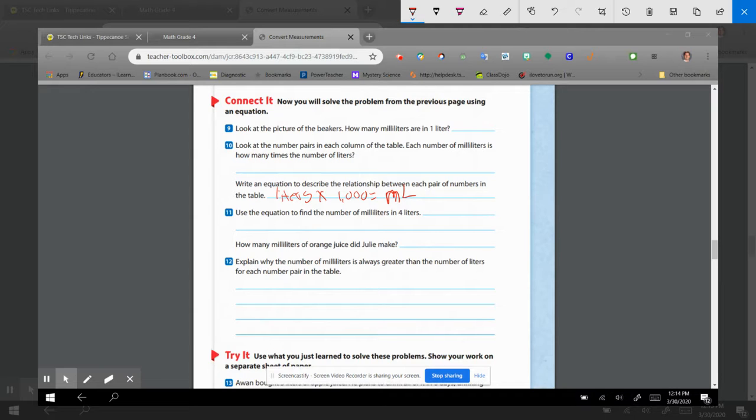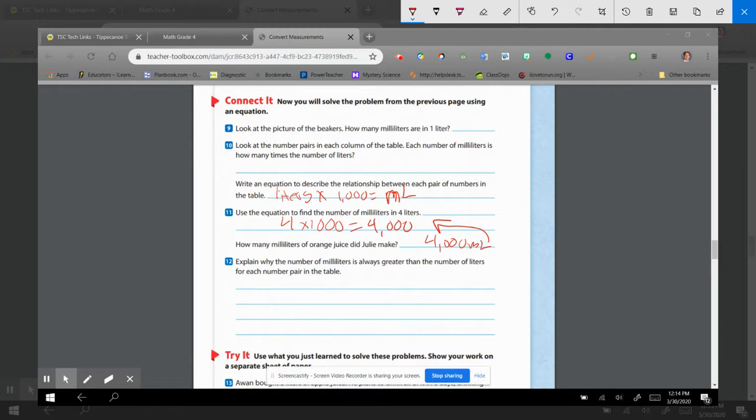Use the equation to find the number of milliliters in 4 liters. If you paid attention, or if you just look back, you'll see it's 4,000. But to use it, you have 4 liters times 1,000 equals 4,000. How many milliliters of orange juice did Julie make? Well, she made 4,000 milliliters, because that's what we just did right there.